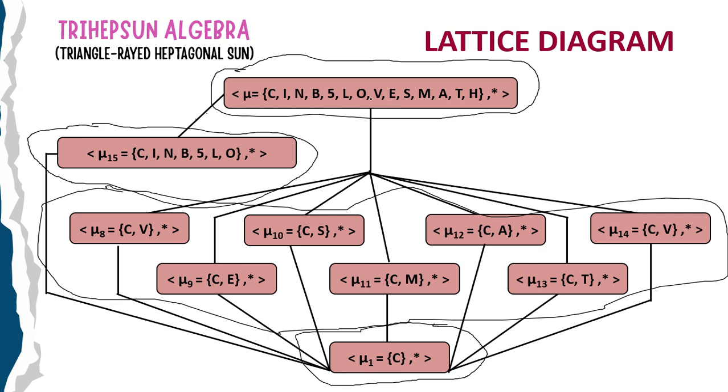So this is the lattice diagram. As we can see, it starts with elements with the highest value, which is 14 or all the elements, then followed by 7 elements, 2 elements, and 1 element.